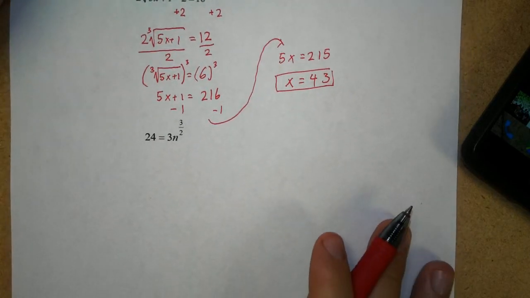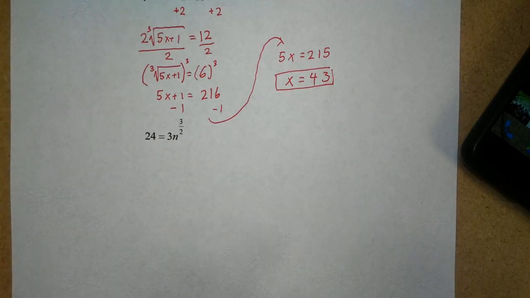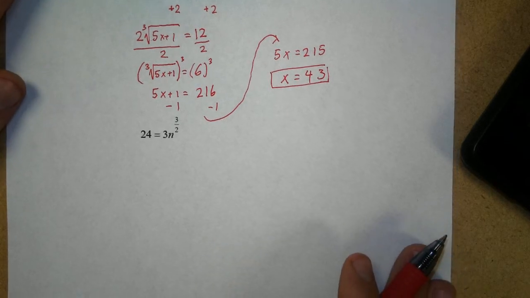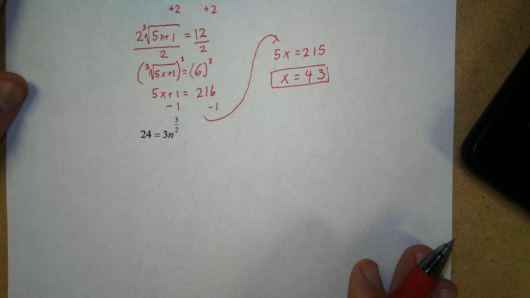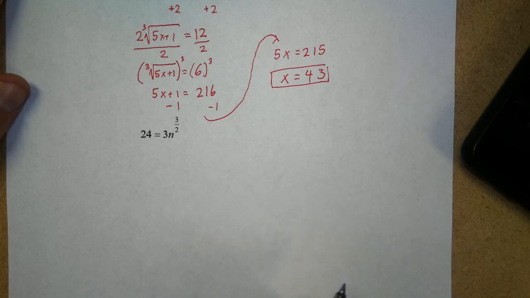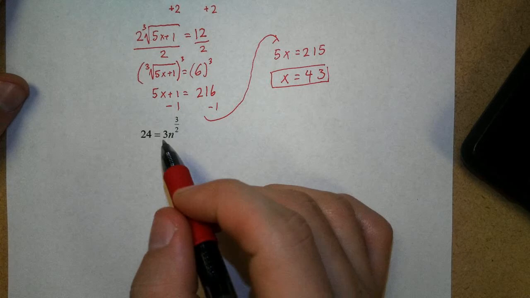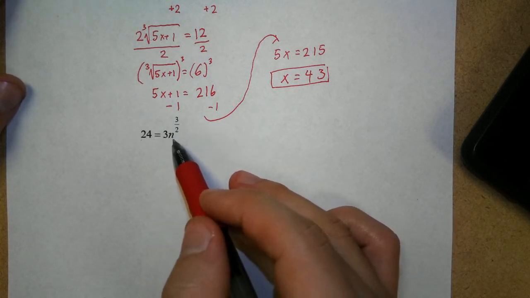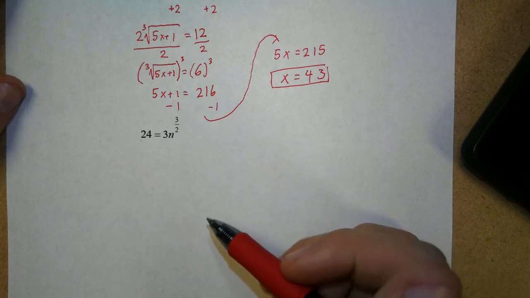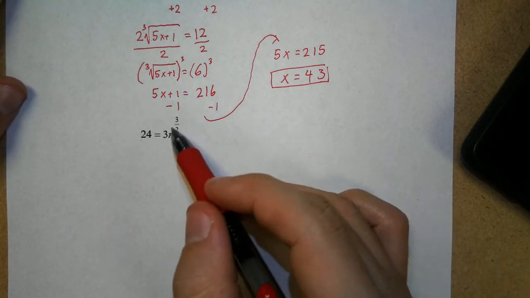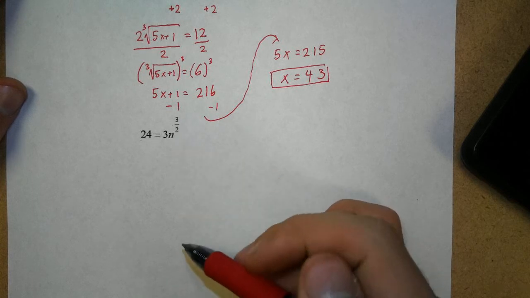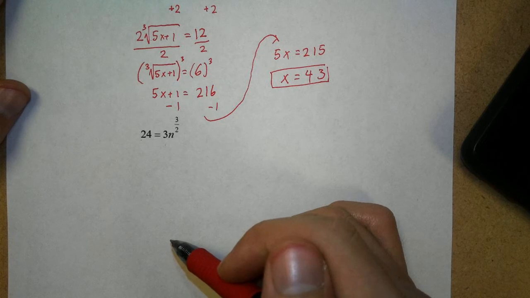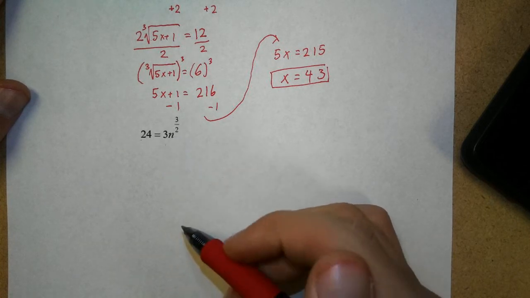So, very last question. Now, this one has a little bit of a curveball in it. It's a little more tricky, but you want to take this one step by step. So we see that this is 24 equals 3 times n to the power of 3 over 2. And what you want to do is take care of this fractional exponent one piece at a time. So there are 2 ways you can think of it. I'll do it the way with a rational exponent first.